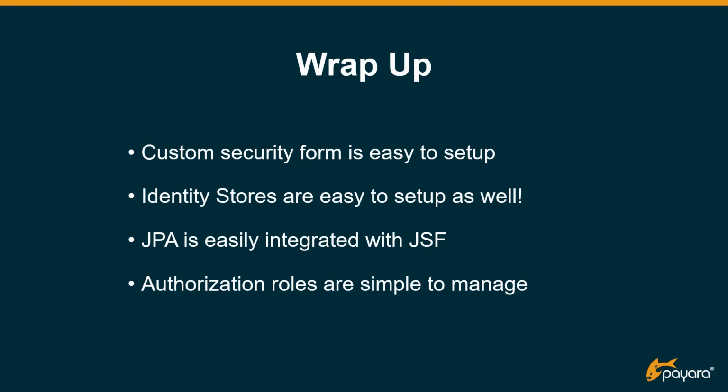The Jakarta Persistence API is also easily integrated with JSF. So in this case, you could see that we just created a service that will allow us to manipulate the data and take that data as simple POJOs, Java objects, and pass it over to the backing beans and the controllers on our pages and show them quickly. And lastly, the authorization roles defined in the deployment descriptor are simple to manage. You only need to know which pages you are going to constrain, and you need to know which roles or groups will have access to which resources, and that's it.